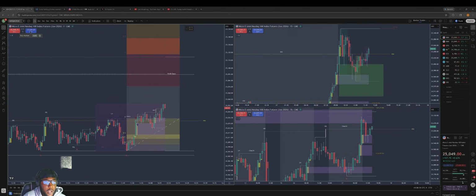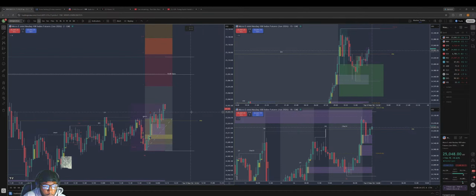Alright, I'm going to try a buy right here. Let's try these buys, and I'm going to put my stop below this low. This is the gap that created the market structure shift, and this is where we rejected from this gap.